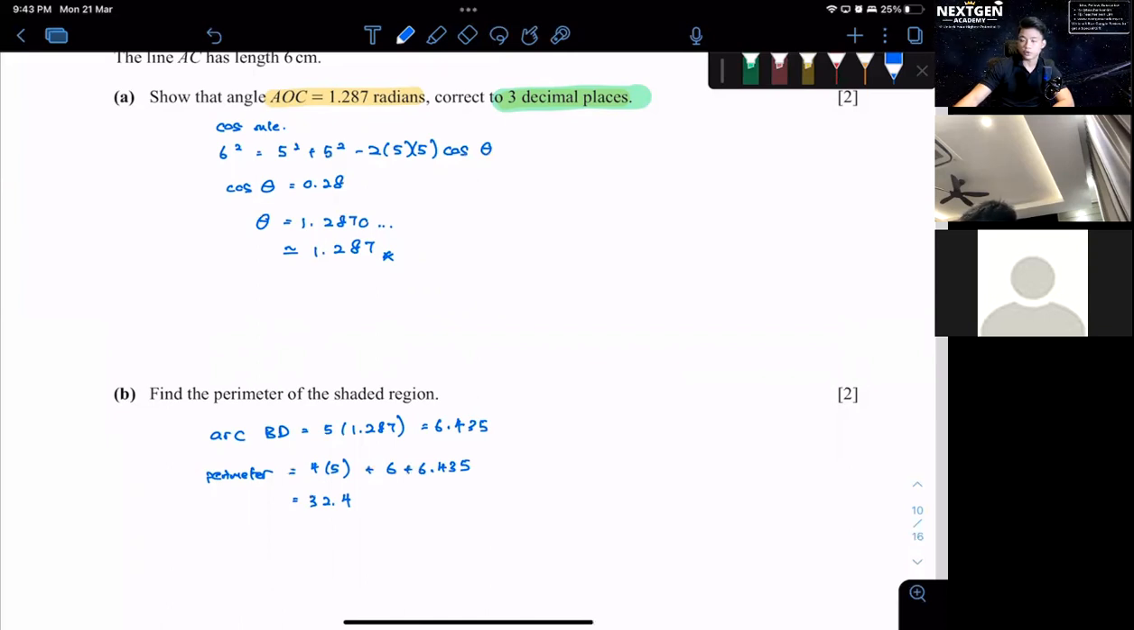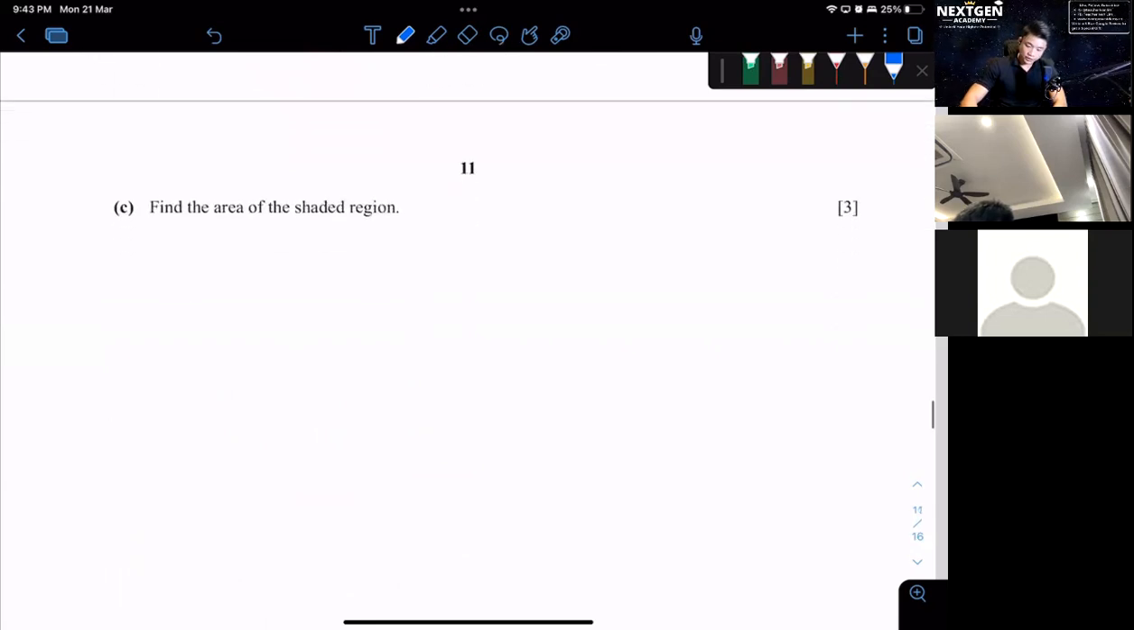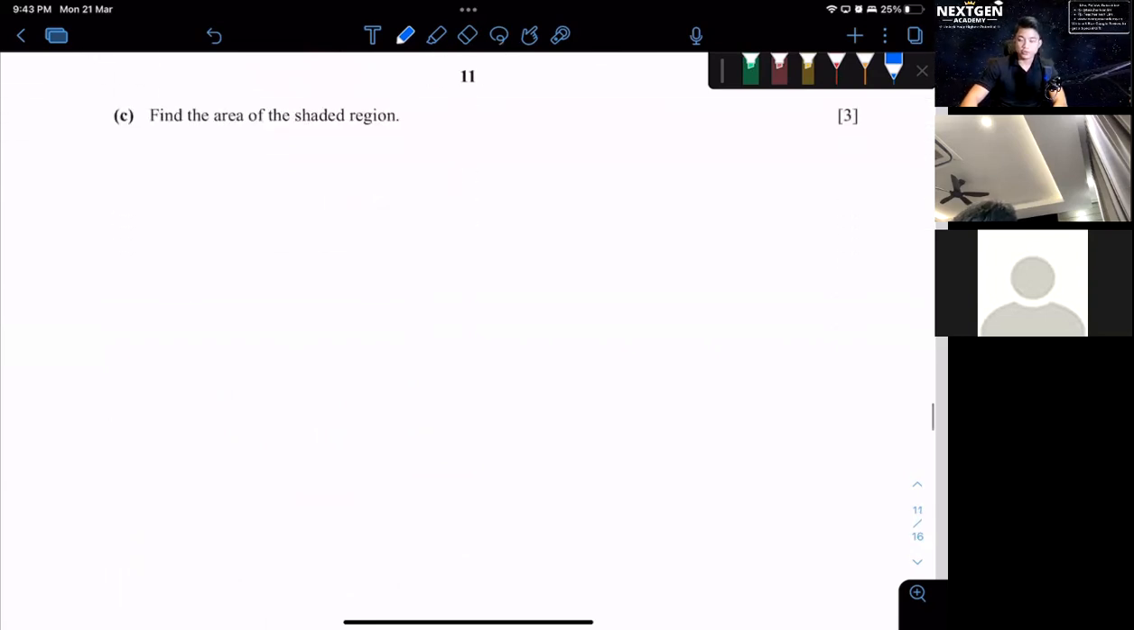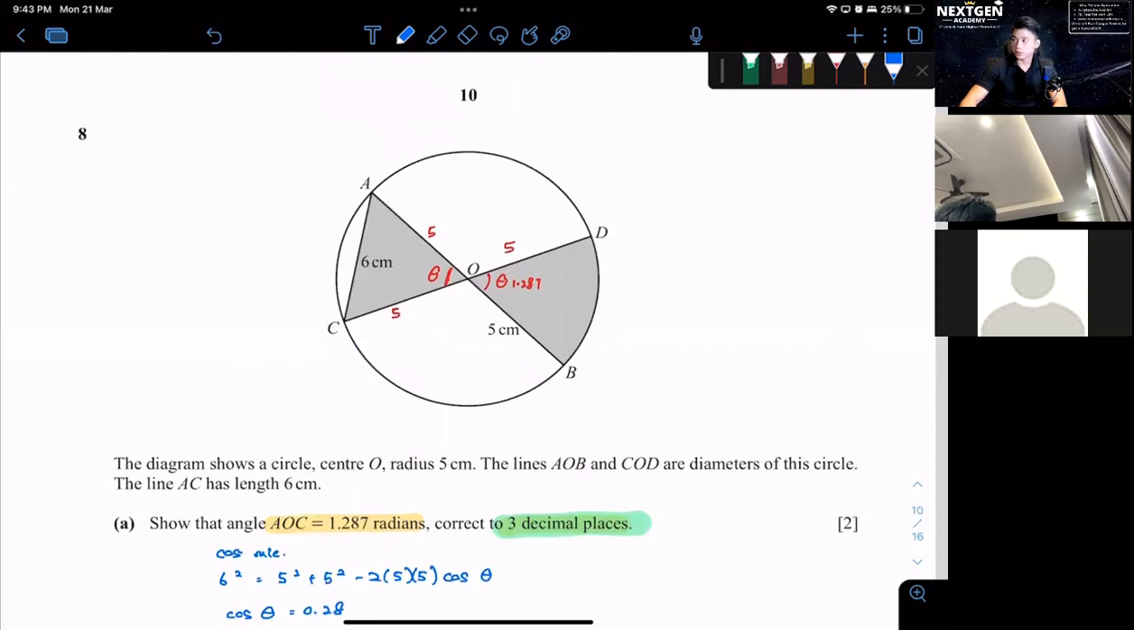Okay, 32.4. So pretty simple. Okay, last one. Find the area of the shaded region. Okay, the area of the shaded region. So let's see, what do we have here? We have one triangle. We have one sector.